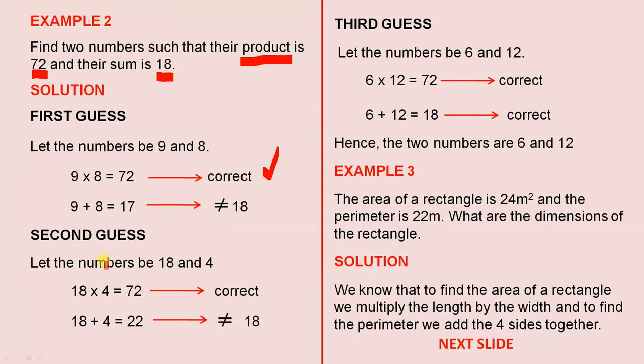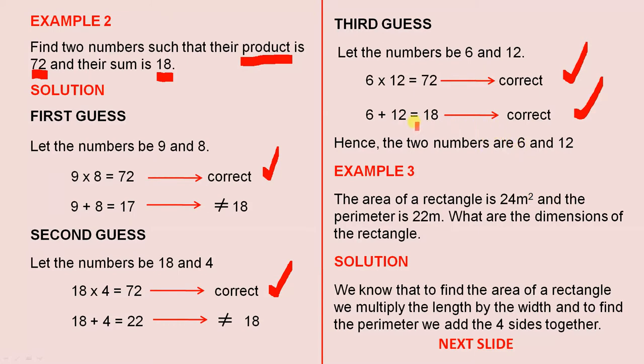Second guess. Let the numbers be 18 and 4. 18 times 4 is 72. That is correct. 18 plus 4 is 22. And that does not equal 18, so they're not the answers. Third guess. Let the numbers be 6 and 12. 6 twelves are 72. Correct. 6 plus 12 is 18, correct. So the two numbers are 6 and 12.